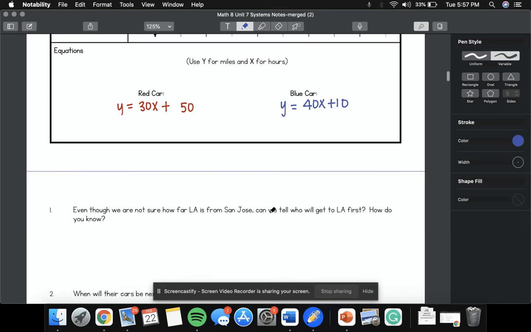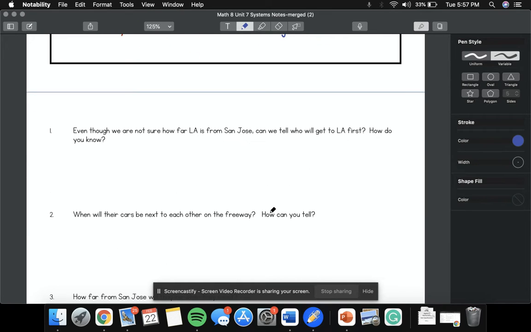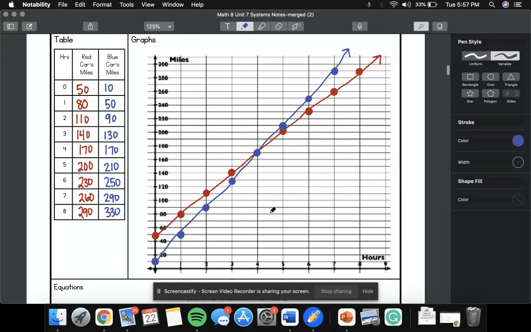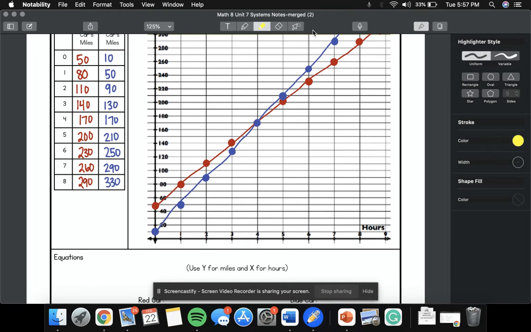And now we're just going to answer some questions on the back on page 2. Even though we are not sure how far LA is from San Jose, how can we tell who will get to LA first and how do we know? Well, it depends on where LA is. So I'm going to talk about a few instances. Again, you don't have to draw anything. So let's say that LA's right here, 100 miles away from San Jose.